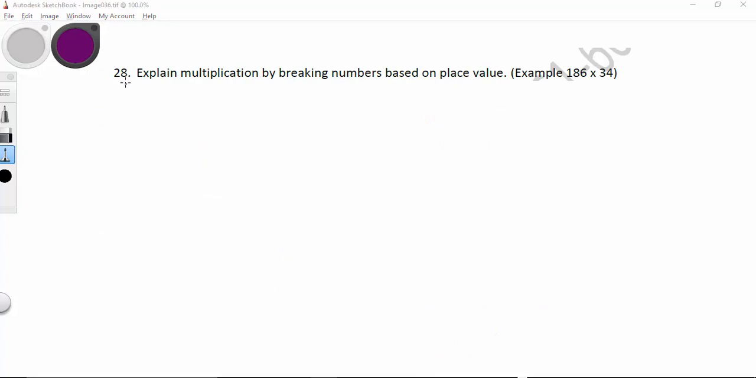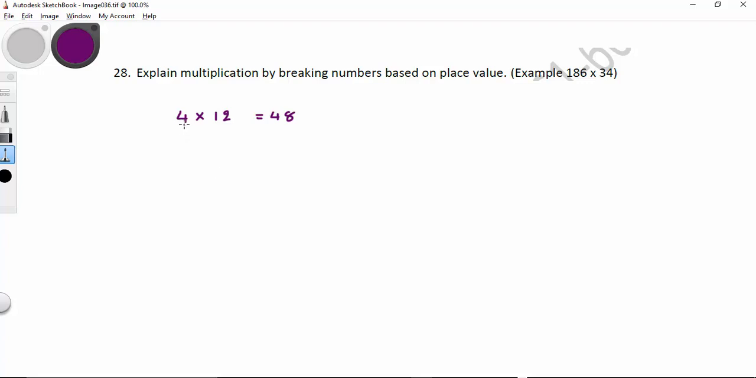Now we are going to learn how to solve exercise 28. Explain multiplication by breaking numbers based on the place values. So let us understand this using an example. Let us say you want to multiply 4 and 12. So you already know 12 times 4 is equal to 48. Yes or no? But instead of using the direct multiplication, I am going to teach you a different method.